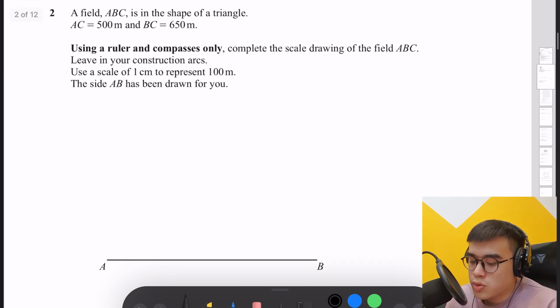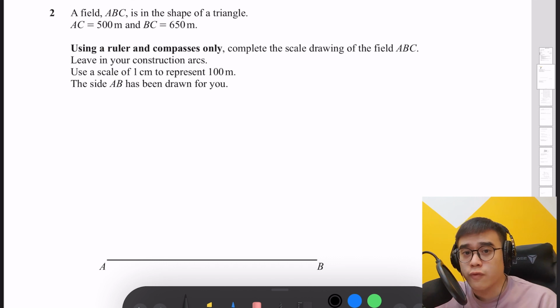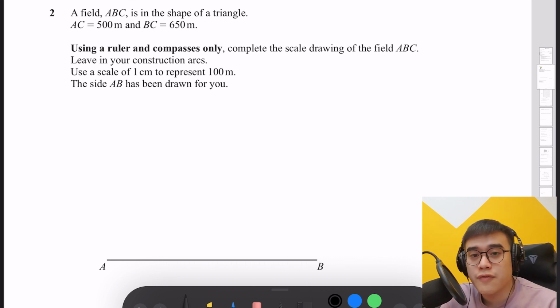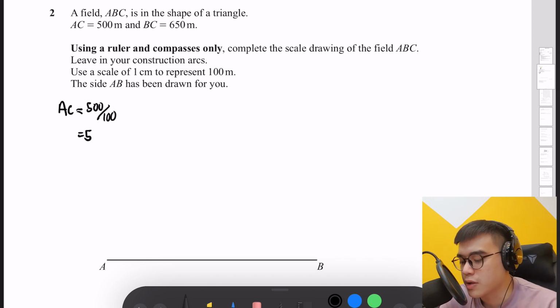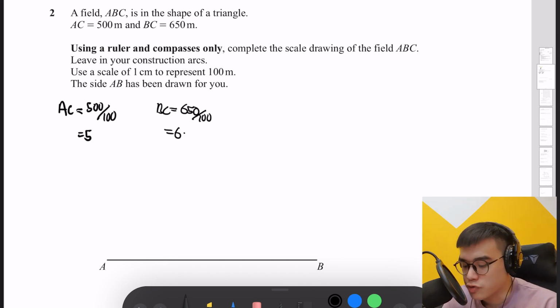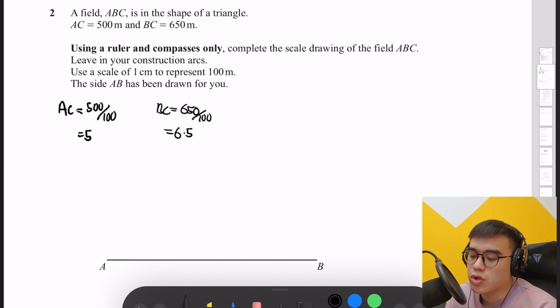For question 2, there's a restriction, so I couldn't actually illustrate this using this new format of video. But one thing I can give you is to draw out the scale. I'll be dividing AC, the 500, by 100. Then I know it's roughly 5 cm that I have to measure. And for BC, it's 650 divided by 100, and it is 6.5 cm. From this, you can roughly draw it out on the graph over here.